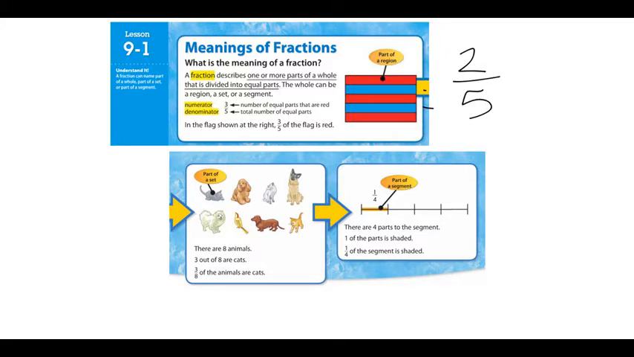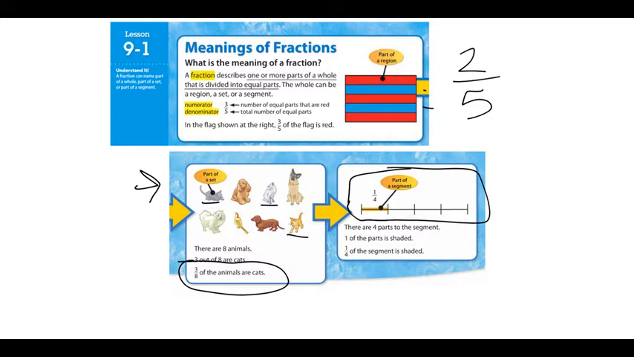Okay, let's look at part of this set here with the animals. It says there are 8 animals, 3 out of 8 are cats. Okay, 1, 2, where's the other cat? So therefore we have 3/8 being cats. So that's a set, and then here we have the number line, which we'll use a lot probably in this topic. So this is part of a segment. So if there are 4 parts of the segment, 1, 2, 3, 4, okay, one of the parts is shaded, so therefore 1 out of the 4, or 1/4 of the segment is shaded.